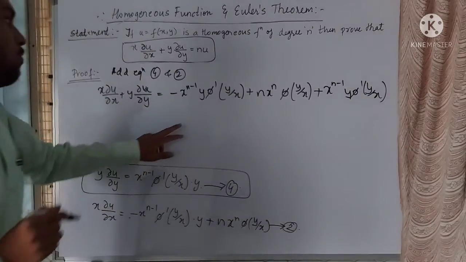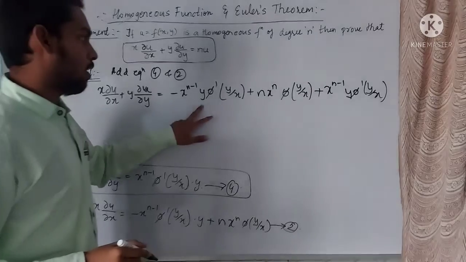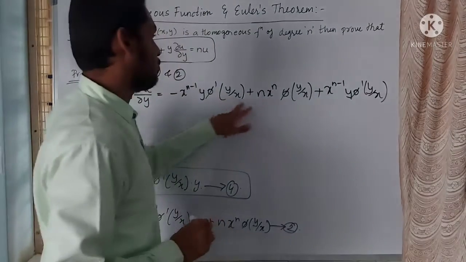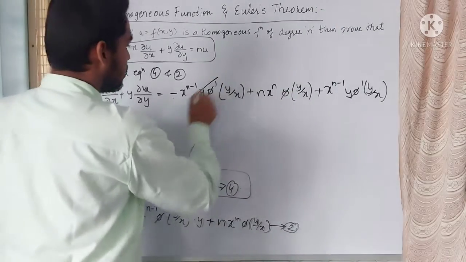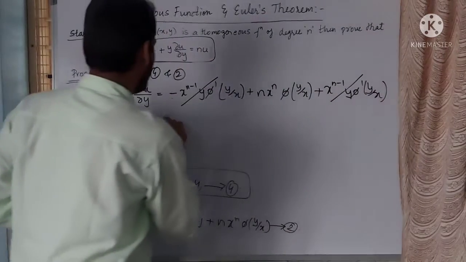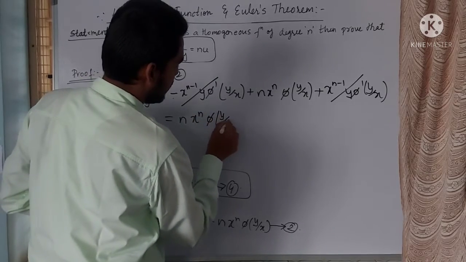We need to cancel out, because we have the same terms: x raised to n minus 1 y phi dash of y by x. One is negative and another is positive, so we can just cancel them out. So what is left? n x raised to n phi of y by x.